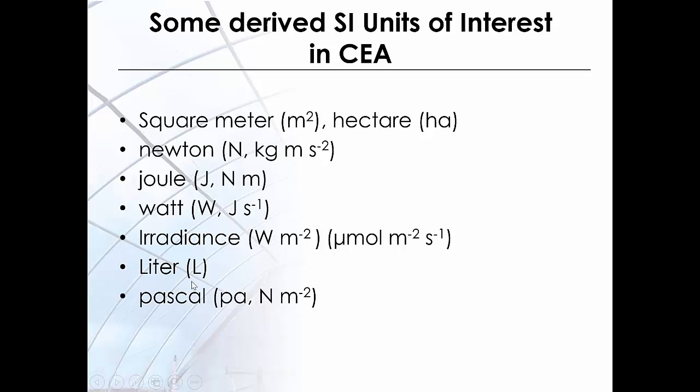We can represent volume with liters with a symbol of L, and the pressure as a derived SI unit is represented by the unit Pascal, the symbol Pa, and 1 Pascal is equal to 1 Newton per square meter. And as we mentioned, these are some of the derived SI units used in controlled environment agriculture, and one can also search for other derived SI units.